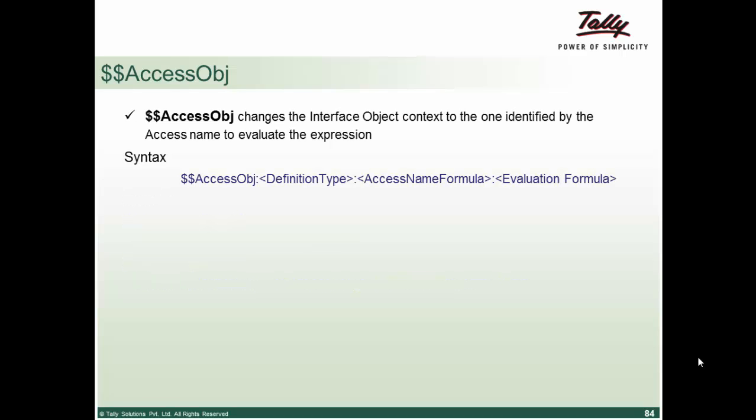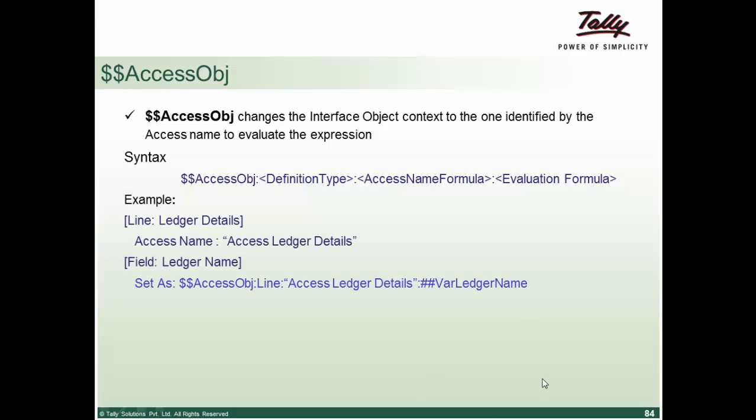Now specifically with the function access obj, this changes the interface object context to the one which is identified by the access name to evaluate the expression. So this will specifically help us to change the current context only for the interface where the access name is specified. Here, $access obj, the line, the access name, and the evaluation value or the format.